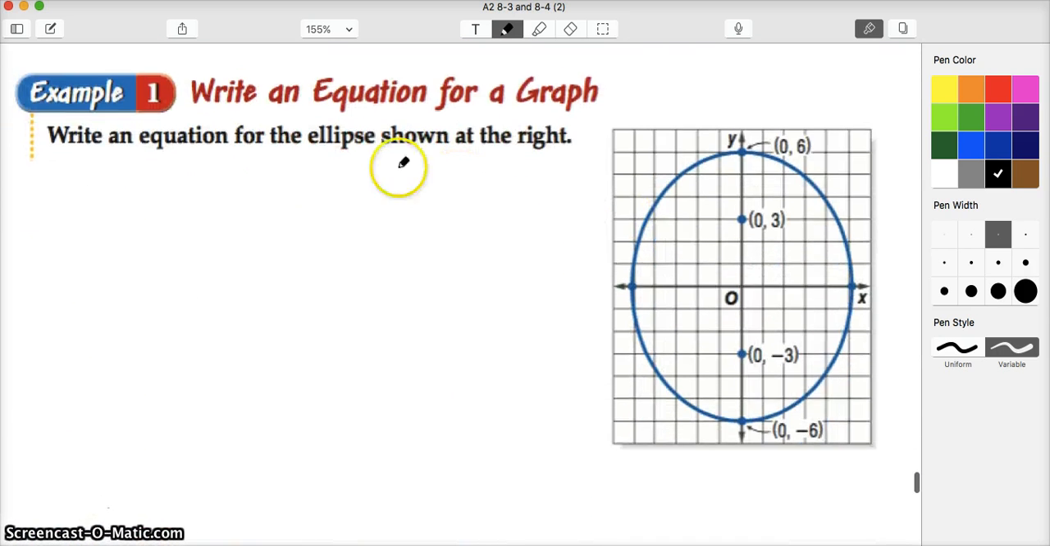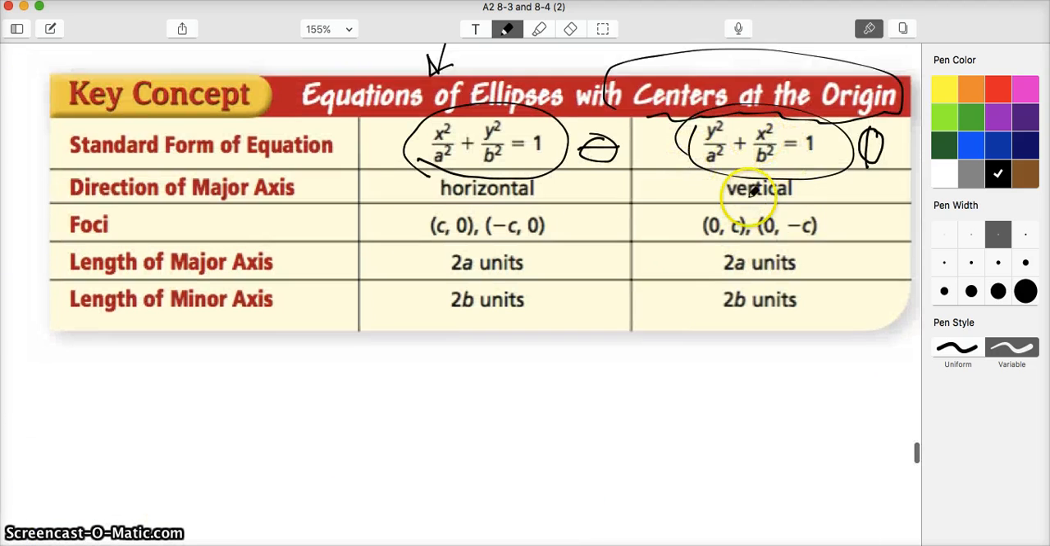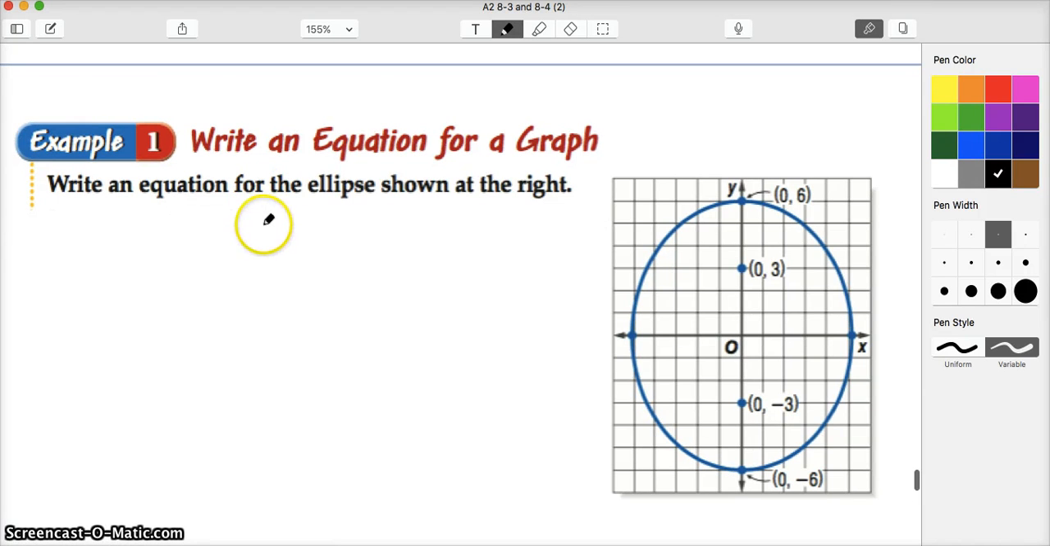All right, so let's look over here. Write an equation for the ellipse shown here. Okay, so we need so much information. First of all, let's consider what the orientation is. The orientation is vertical, so we're looking to have an equation in that form. So I'm going to write the standard form given that it's centered at the origin. So it's y squared over a squared plus x squared over b squared is equal to 1. This is the form that we're looking at, and of course this is one of the things we're going to memorize. And what we need to do is calculate the other information.